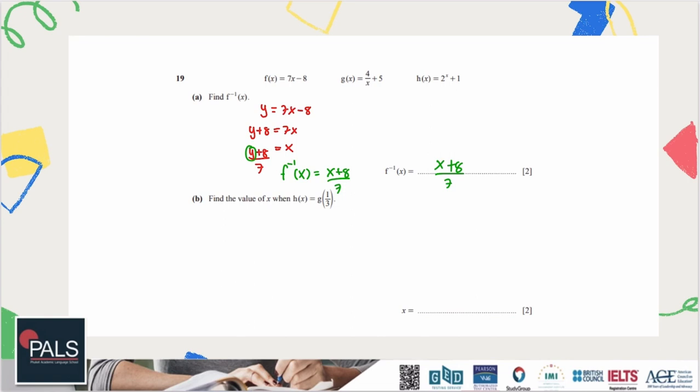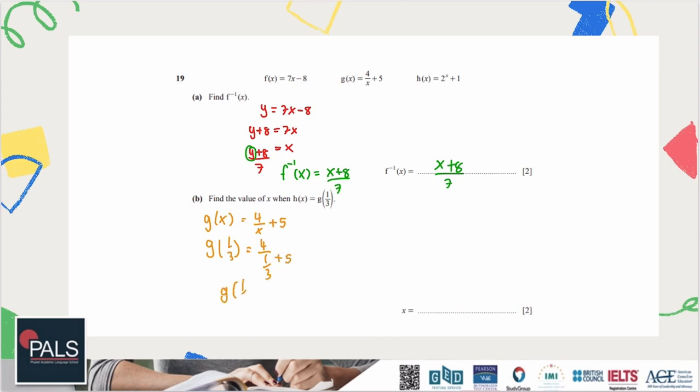Next, find the value of x when h(x) equals g(1/3). Okay, we'll do it step by step. The first step is to find the value of g(1/3). This is called evaluating functions, by substituting 1/3 for every x in that function. The function is g(x) equals 4 over x plus 5, right? And g(1/3) equals 4 over 1/3 plus 5, where we substitute x by 1/3.